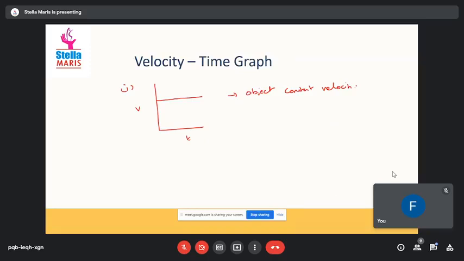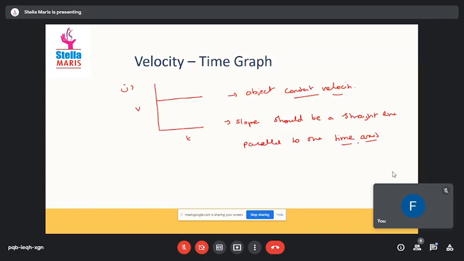Do you have any doubts in this first graph? No, sir. Okay, so everybody is clear. So the object moves with constant velocity. So it is nothing but the slope. The slope should be a straight line, parallel to the time axis. Okay, slope should be a straight line parallel to the time axis.